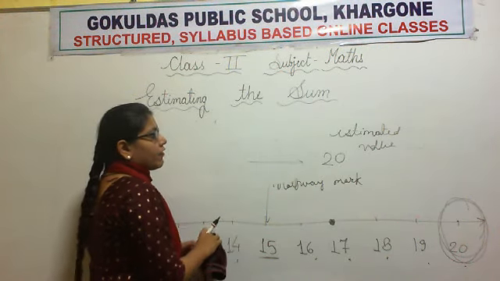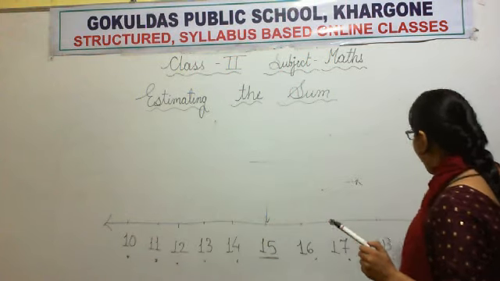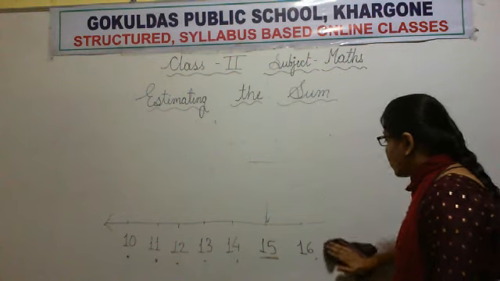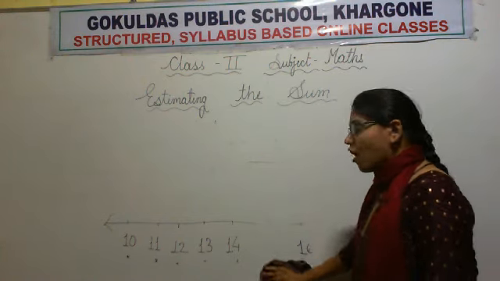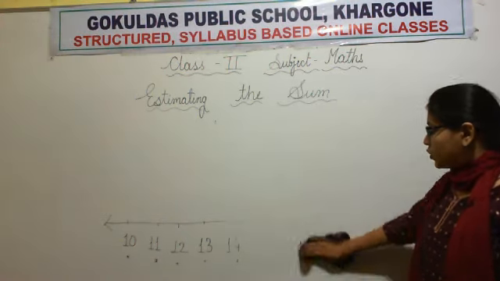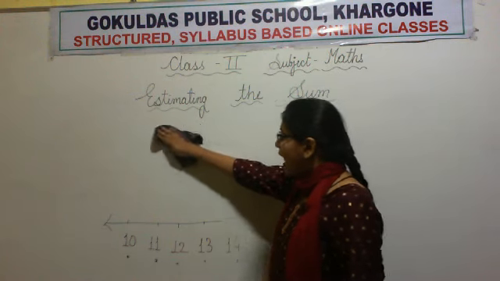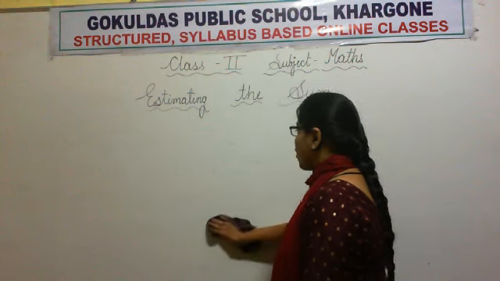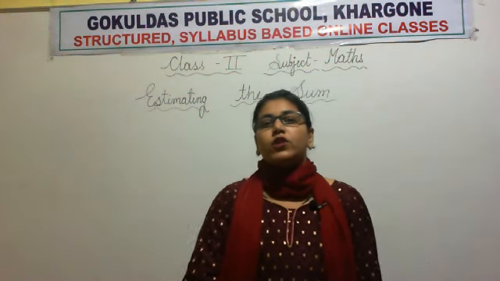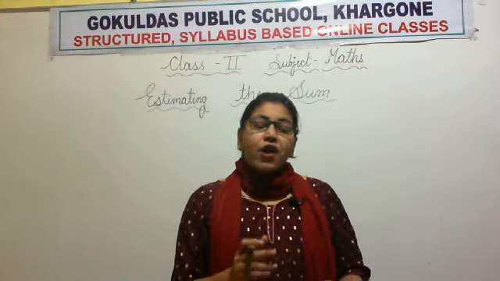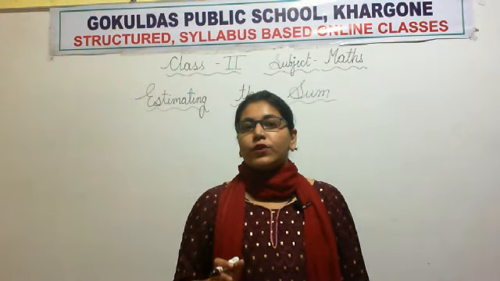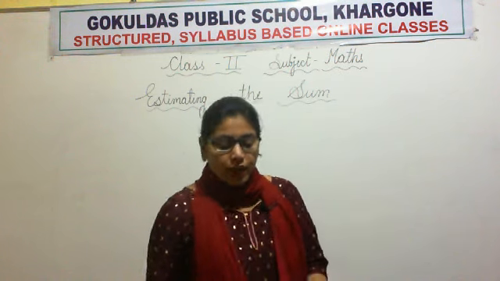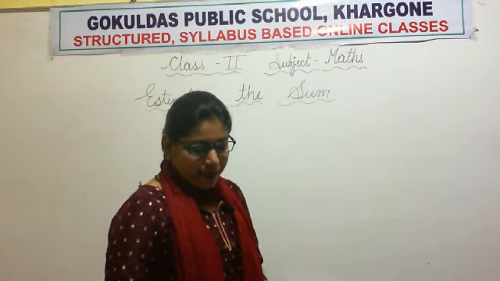Till now what were we doing? We were adding actual values. So the answer of addition of actual values is called the actual sum. When we add the rounded off values, which are the estimated values, the answer is called the estimated sum. Okay, so let's take an example.